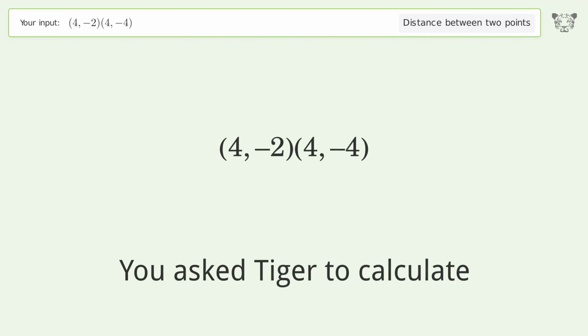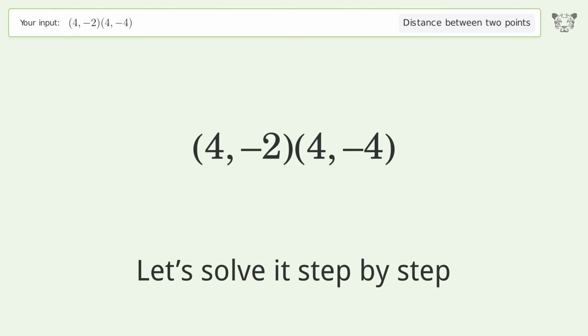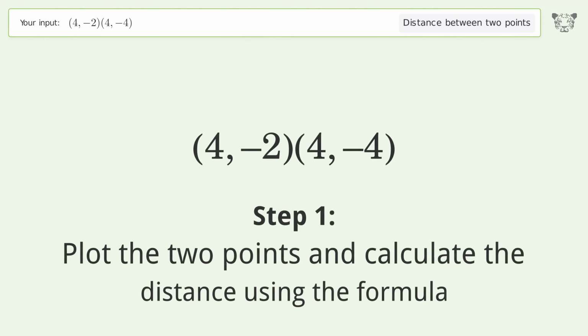You ask to calculate the distance between 2 points. The distance between the 2 points is the square root of 4, or 2. Let's solve it step by step. Plot the 2 points and calculate the distance using the formula.